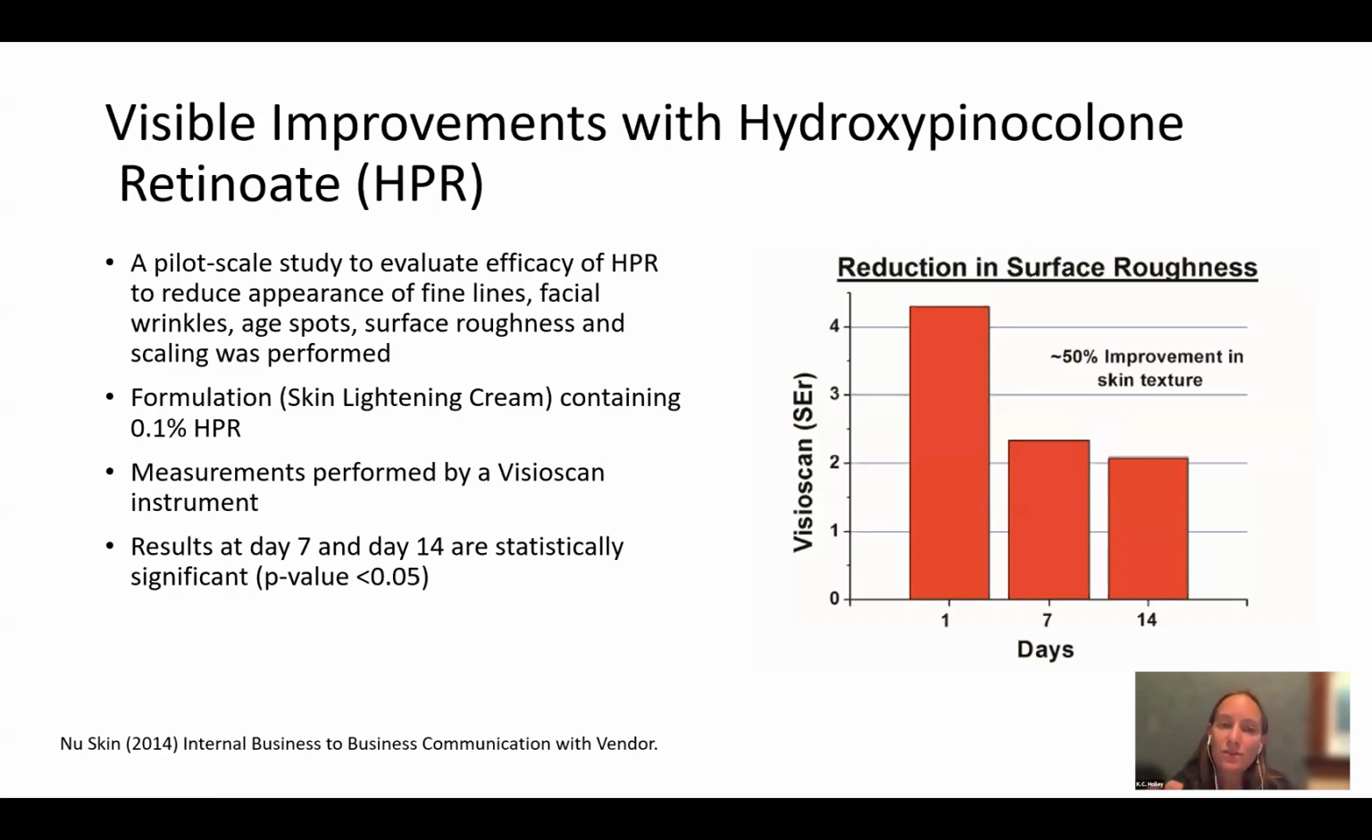Now, what I think is really interesting about this, though, too, is if you're having that reduction in skin roughness, that means that you're not getting that flakiness that, again, is often associated with retinoids or that retinoid reaction, right?